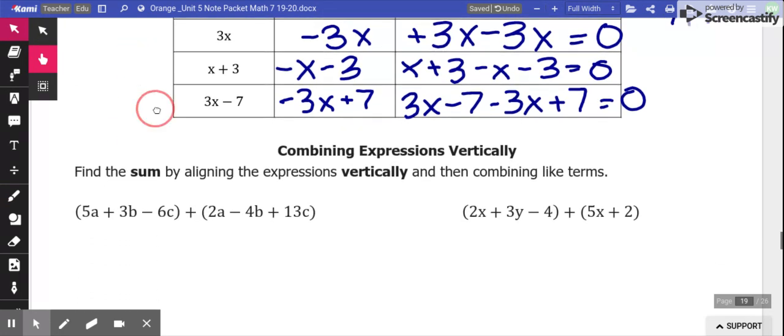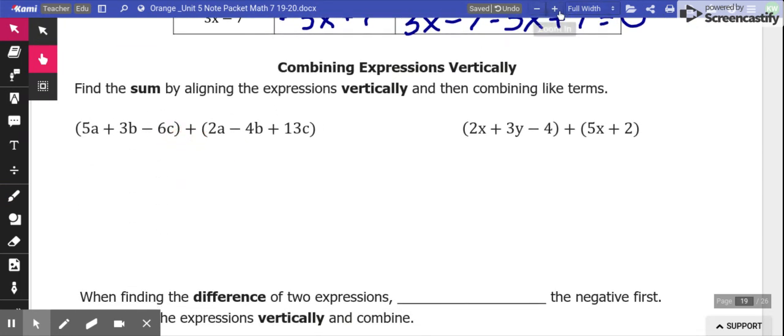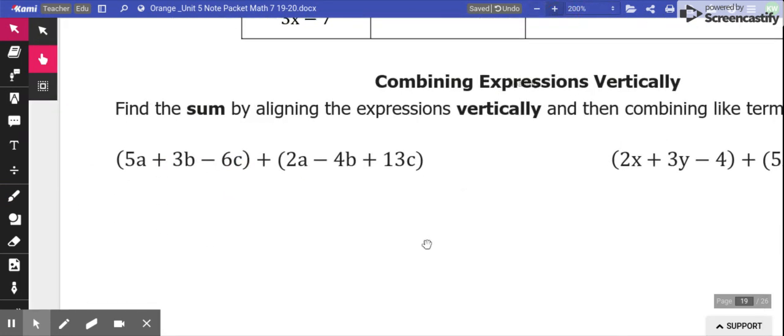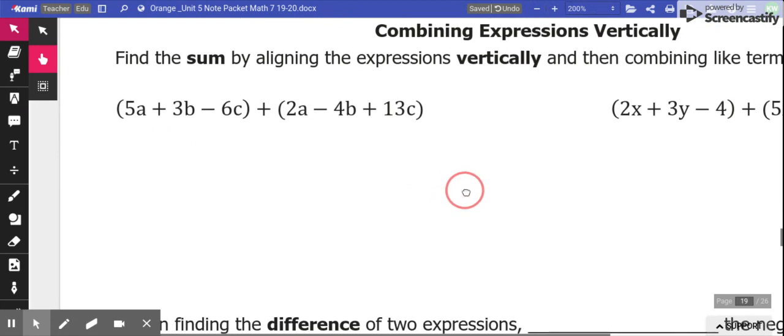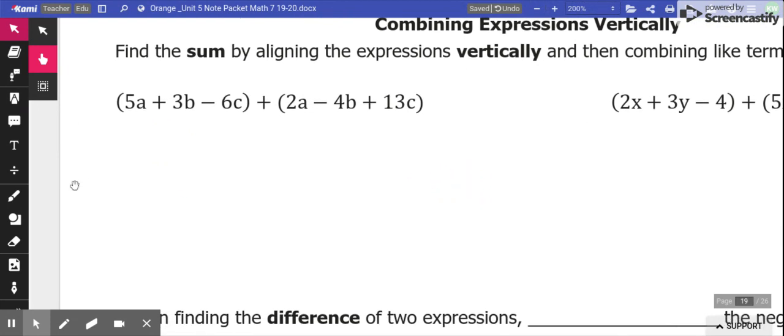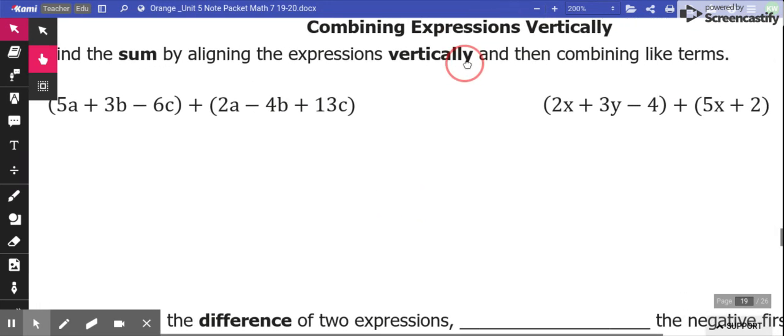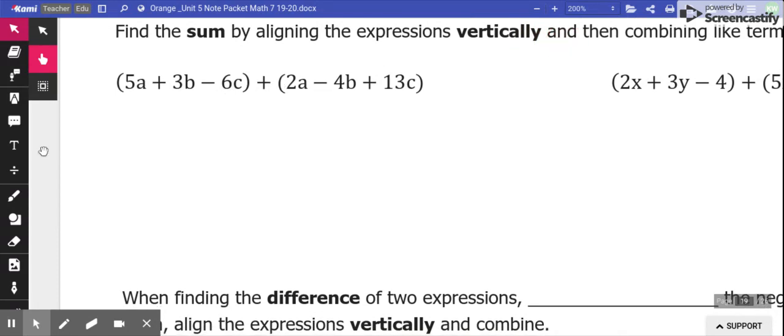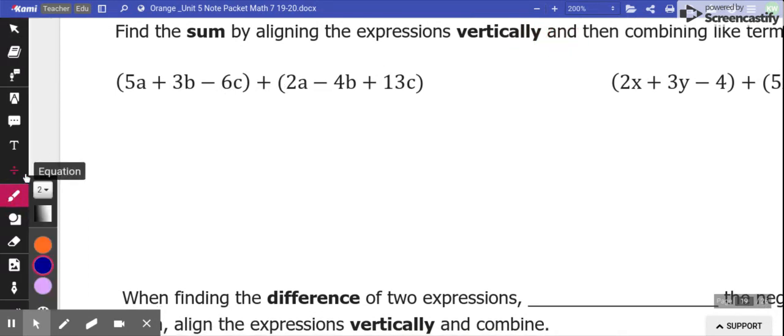So I'm going to scroll on down. I'm going to zoom in because I'm using my finger to write on a laptop, so it's not like the best quality. So the directions say find the sum by aligning the expressions vertically and then combining like terms. So what you're going to do is align the expressions vertically like this.